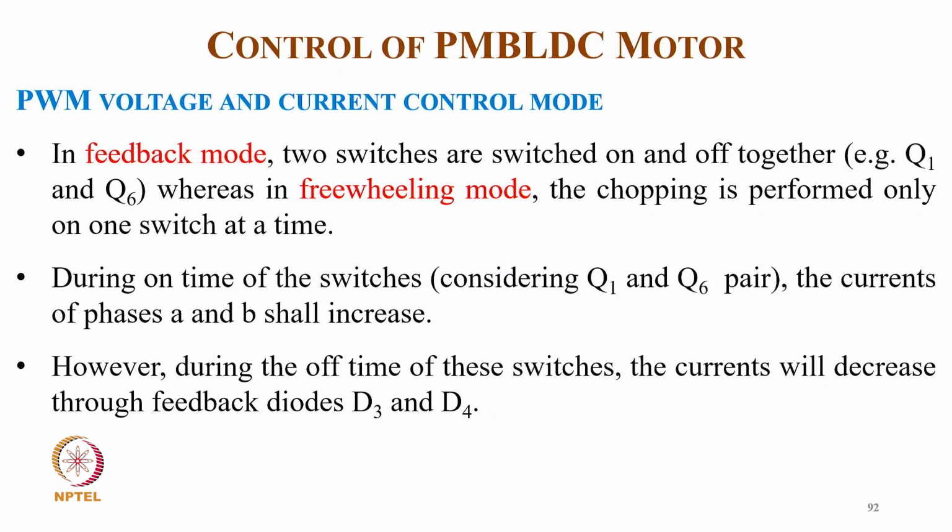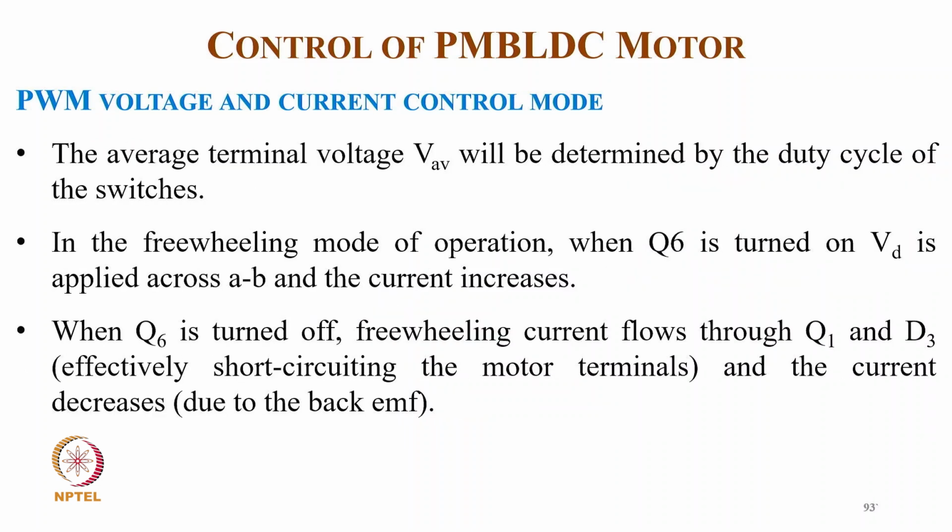So during the on time of the switches, considering the Q6 pair, the currents of phases A and B increase, and during the off time of these switches the current will decrease. For the feedback diode, of course, we can use the single-phase H-bridge with unipolar excitation, which increases the ripple frequency and reduces the ripple current for the same switching frequency, reducing the switching losses to half.